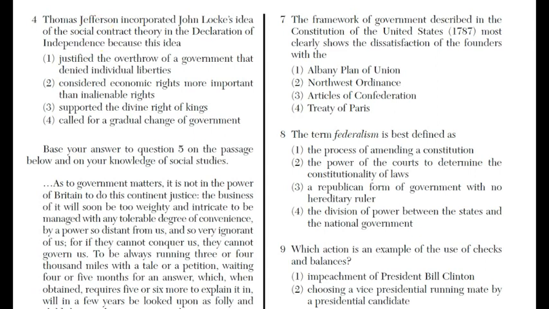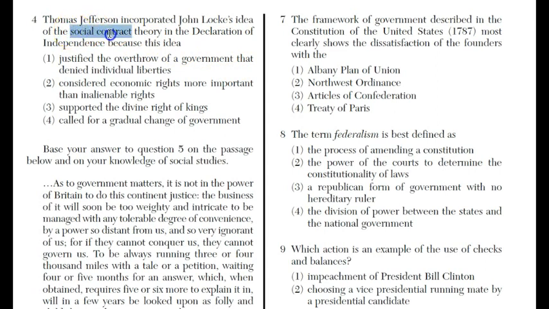All right, so Thomas Jefferson incorporated John Locke's idea of the social contract theory in the Declaration of Independence. Thomas Jefferson, of course, writes the Declaration of Independence and presents it to Congress. He almost plagiarizes John Locke. I mean, almost word for word. He takes the philosopher John Locke's ideas, puts them into the Declaration of Independence.